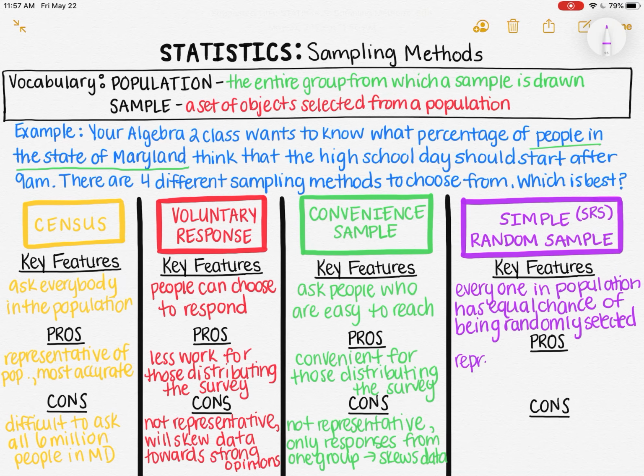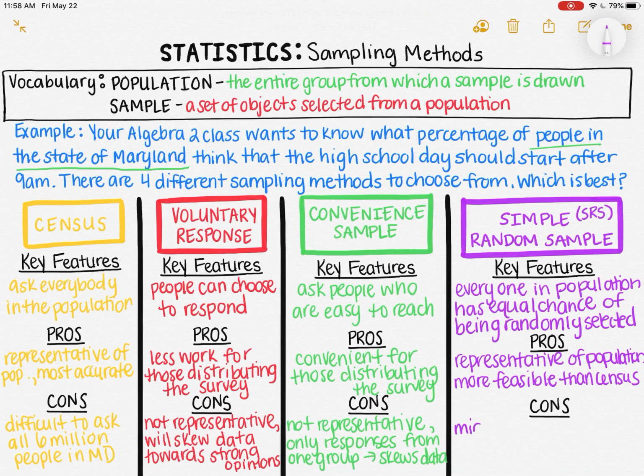So the pro of this is, much like the census, it is representative. If you are choosing social security numbers of everyone in Maryland, you're more likely to get people from different counties, different cities, different communities, different backgrounds, all different people that will represent the whole population well. So it's representative of the population. It's also more feasible than a census because you only still need to pick, let's say you want to pick 100 people. You're only going to need to call up 100 people and talk to them, as opposed to the census where you're supposed to ask everybody. So it's more feasible than the census while still representing the population well.